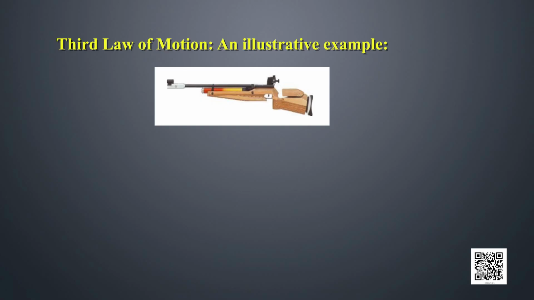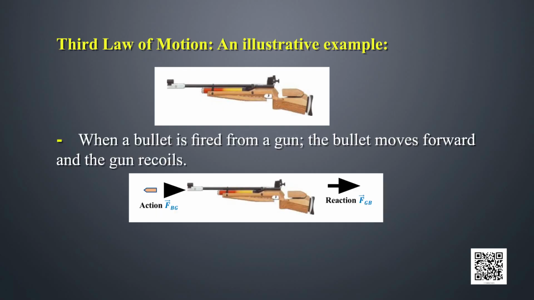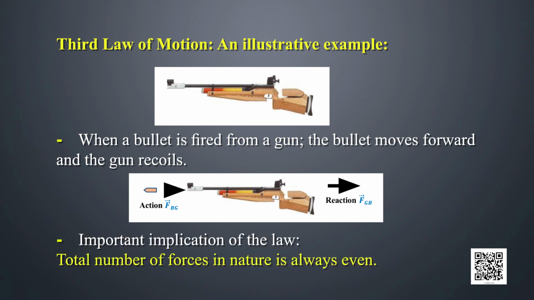Let us now take an illustrative example of the third law of motion. Consider a bullet gun system. When a bullet is fired from a gun, the bullet moves forward and the gun recoils, that is, it moves in the backward direction.